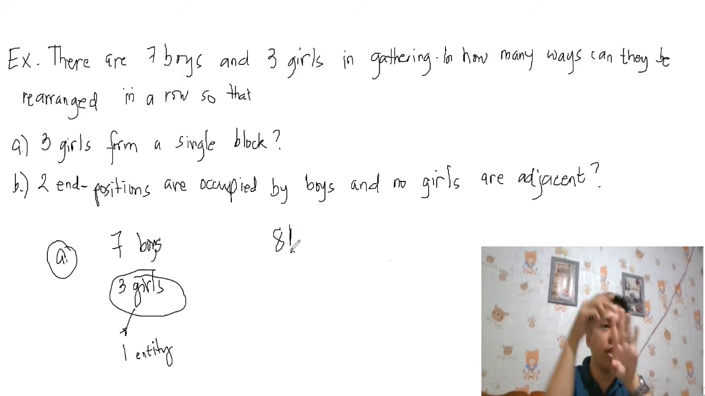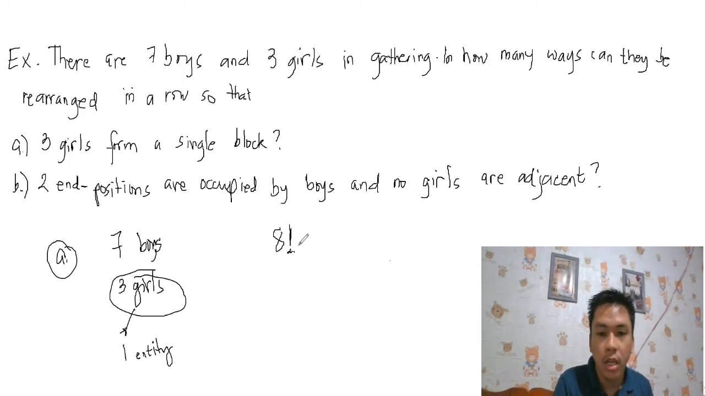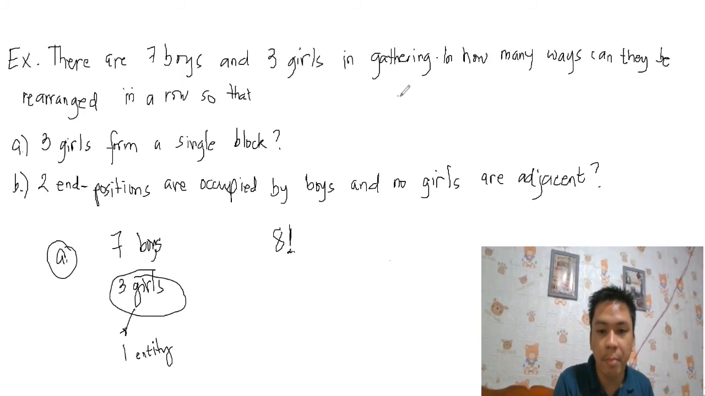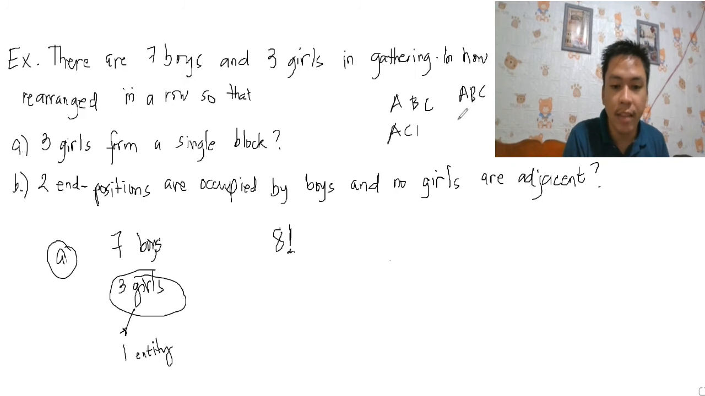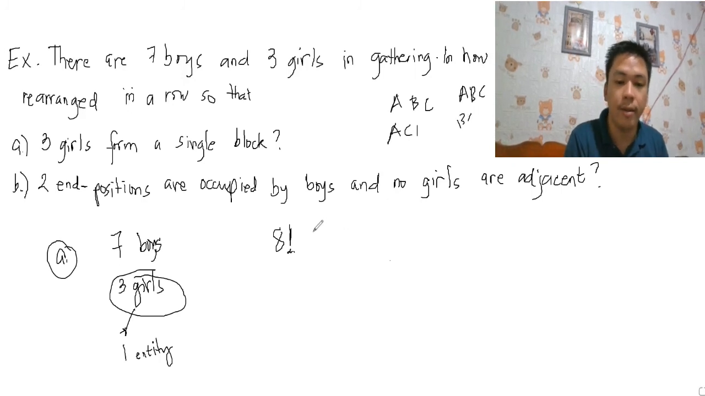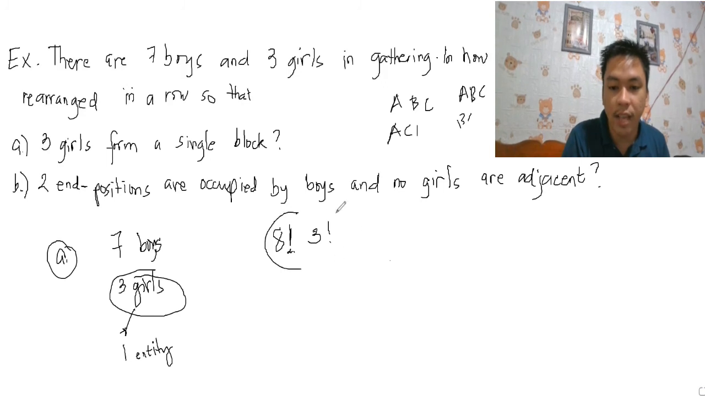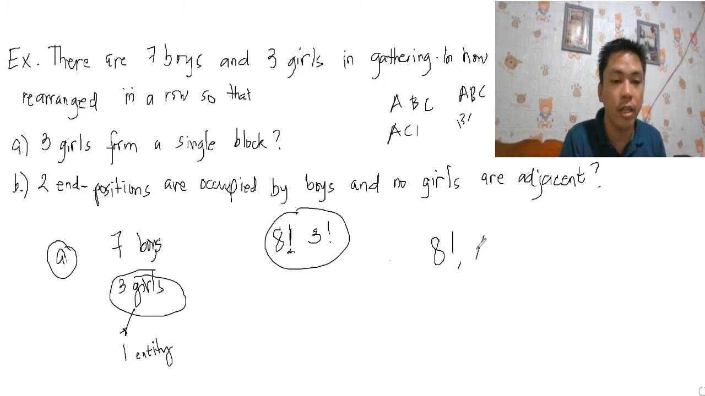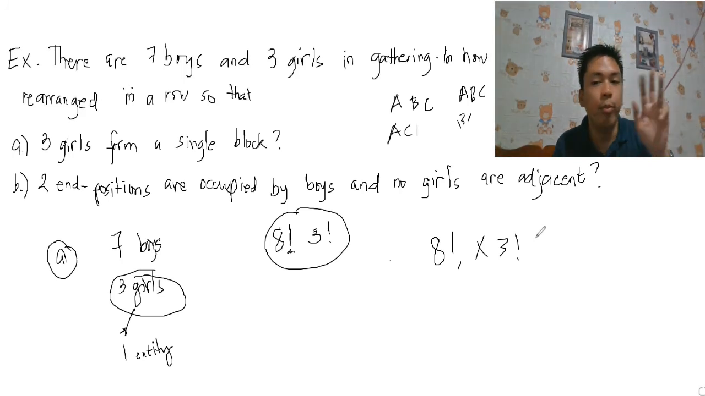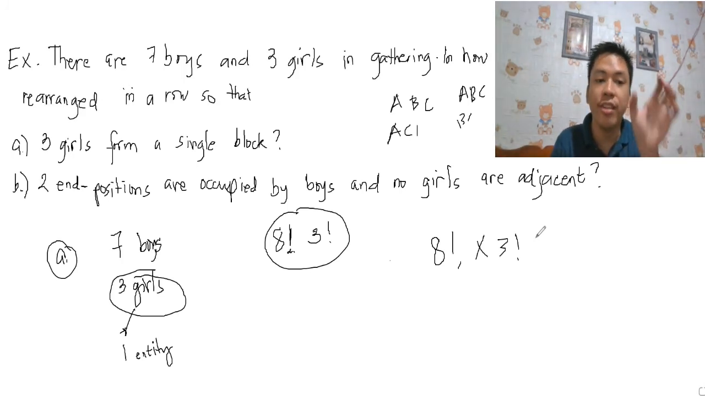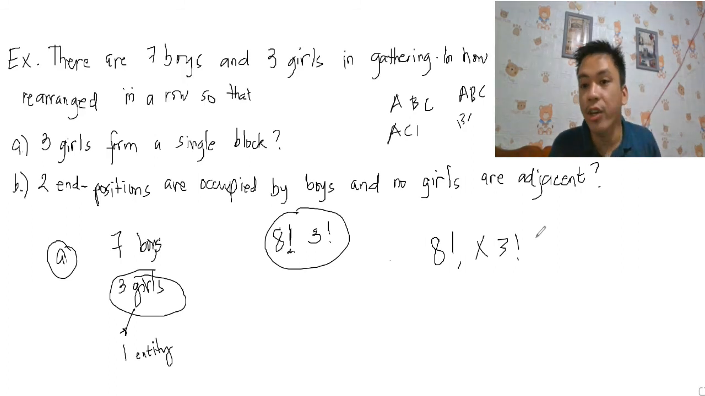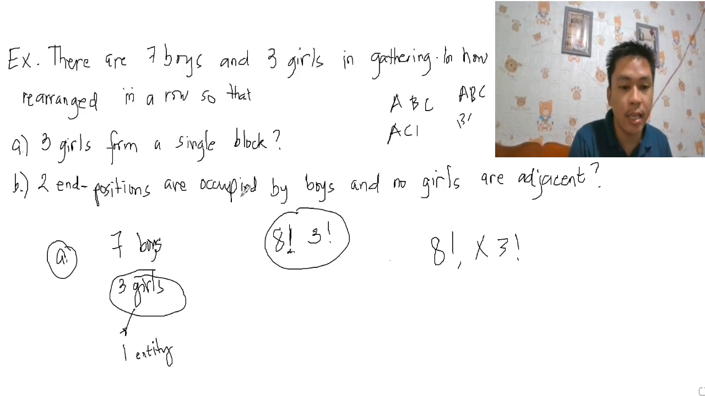However, the 3 girls that form an entity can rearrange themselves. Let's say A, B, C represent the girls. You can arrange them like A, C, B, or A, B, C, or B, A, C, and so on. So you multiply that by 3 factorial. Therefore, for letter A, that is 8 factorial times 3 factorial. Then you simplify, and that will be the number of ways to rearrange 7 boys and 3 girls such that the 3 girls form a single block. That's it.